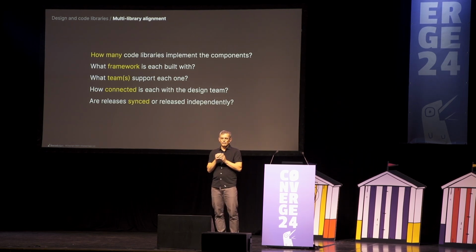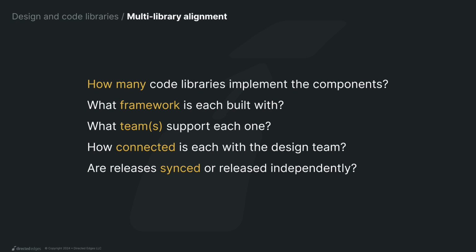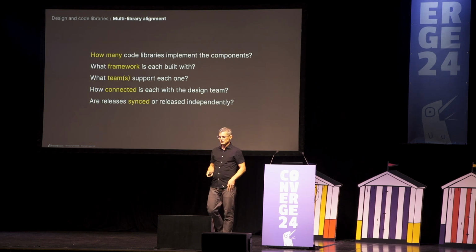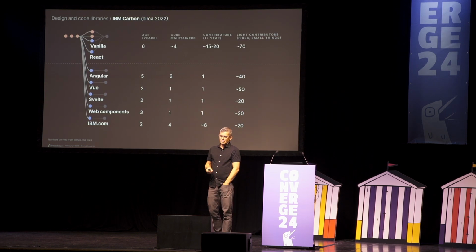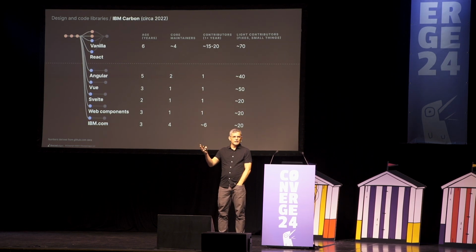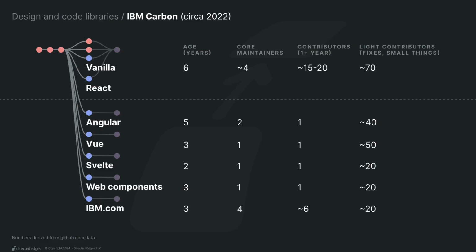And so the kinds of questions I'm looking to ask are, well, how many code libraries are we going to implement? What framework is each going to be built with? And actually, what version of what framework? What team or teams is going to support each one? How connected are those teams with the central team or the team responsible for the design? And are we going to sync the releases of those different libraries or not? And it turns out that, yes, there is a federated dream to make many libraries. IBM did it. It still exists today.